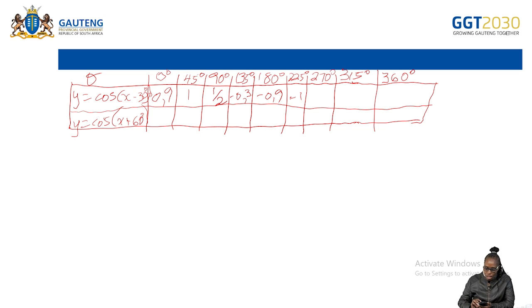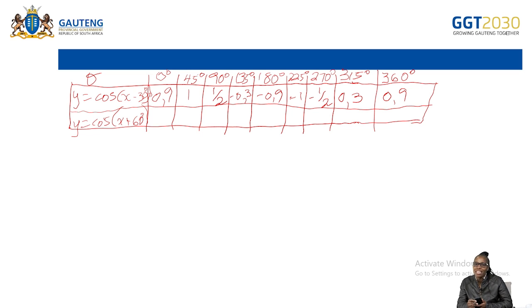When my x is 270, my y is negative half. Here you can see it's going up again from negative 1 to negative half. When my x is 315, my y is 0.3. And when my x is 360, what is my y? 360 minus 30 gives you 0.9, where it has started. That is y equal to cos x minus 30.